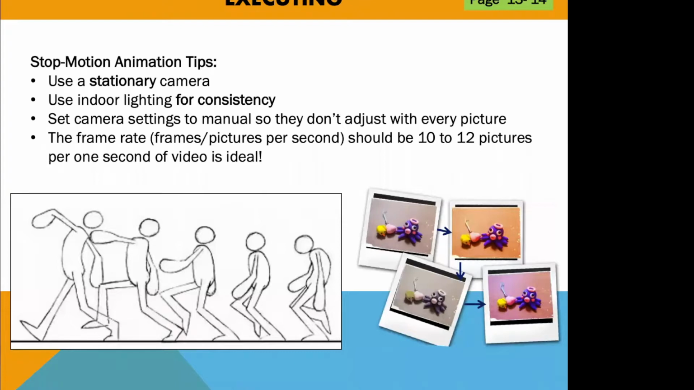It's also good to consider the frame rate. Now, frame rate is measured as frames per second. To understand this a little bit better, you can replace the word frames with pictures. So ask yourself, how many pictures do I want to take to cover 1 second of footage? And when you're thinking about that question, it'll help you realize how much you want to move your object between pictures. So ideally, you'll want to have 10 to 12 pictures for 1 second of video.